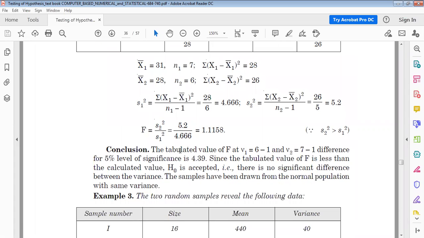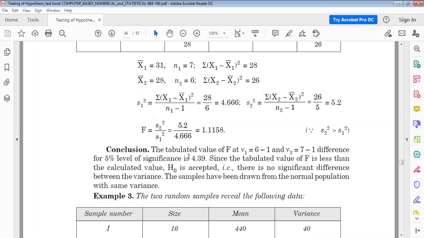So the table value: degrees of freedom of the first sample is 6 minus 1, that means 5, and of the second sample is 7 minus 1, that means 6. At the 5% significance level it is 4.39. Since the table value of capital F is greater than the calculated value, the null hypothesis is accepted. So there is no significant difference between the variances.